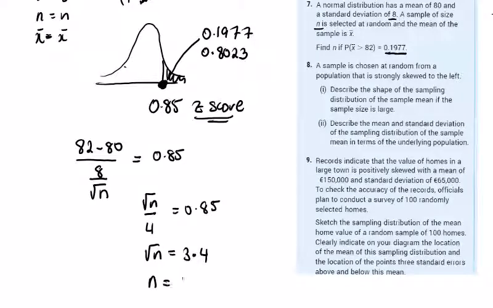Square both sides. 3.4 squared is 11.56. And with n, we need the nearest whole number going up. So n, in this case, is not 11, it's 12.